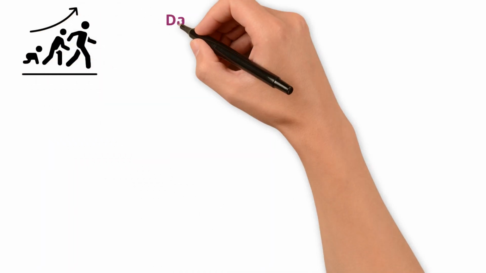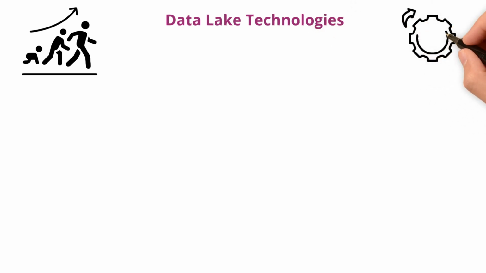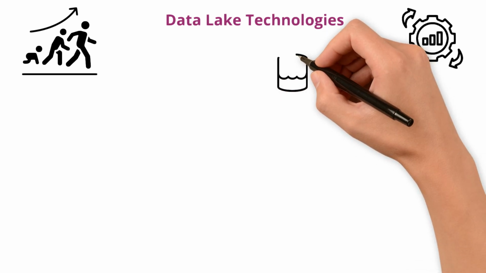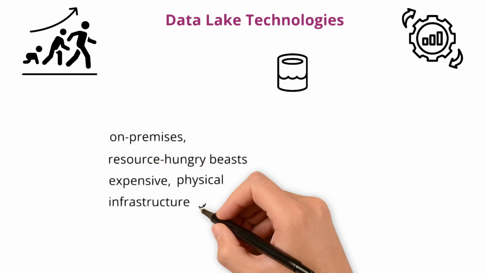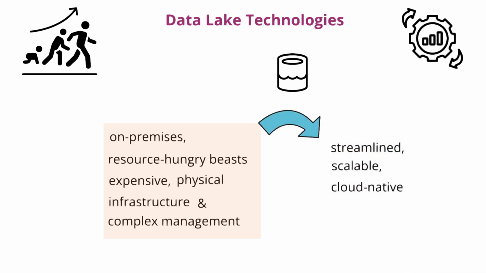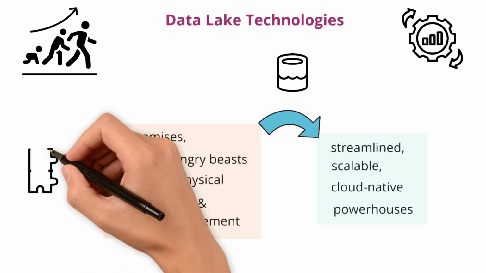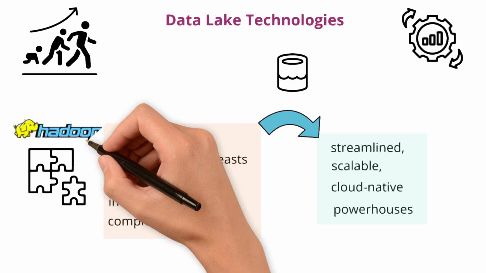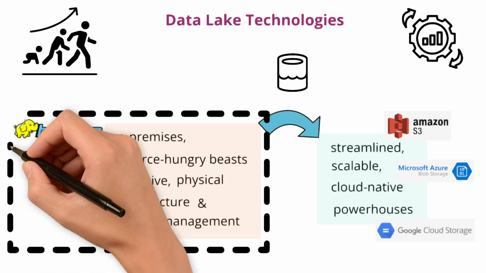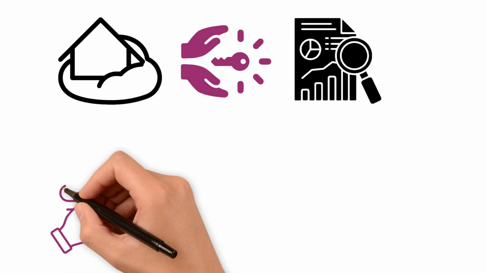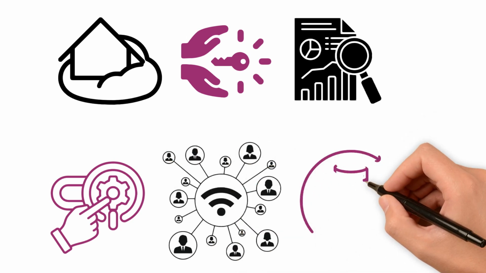Now let's navigate through the evolution of data lake technologies and consider how these advancements could transform the way you manage data in your field. Data lakes have shifted from the on-premises, resource-hungry beasts requiring expensive physical infrastructure and complex management to a streamlined, scalable, cloud-native powerhouses. Initially, setting up a data lake was like assembling a puzzle with 1,000 pieces. Think of Hadoop systems. Today, they leverage cloud technologies such as Amazon Simple Storage Service, which we typically call Amazon S3, Microsoft Azure Blob Storage, and Google Cloud Storage to build their data lakes, bypassing the complexities of managing physical storage infrastructure. This cloud-native approach has democratized access to powerful data analytics capabilities, enabling organizations of all sizes to implement data lakes without significant upfront capital expenditure.